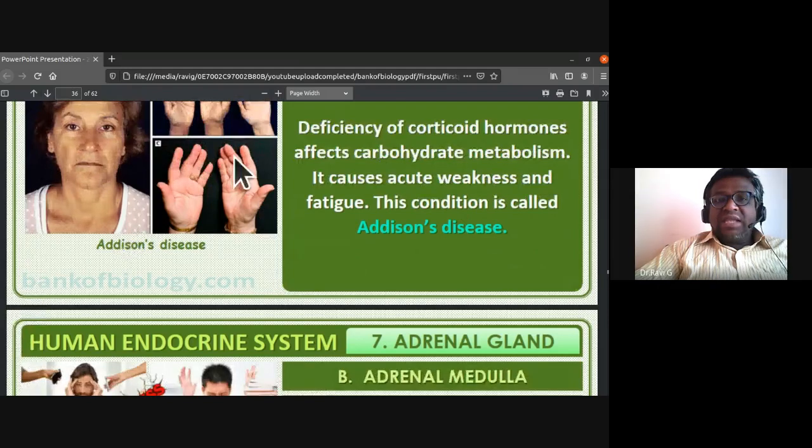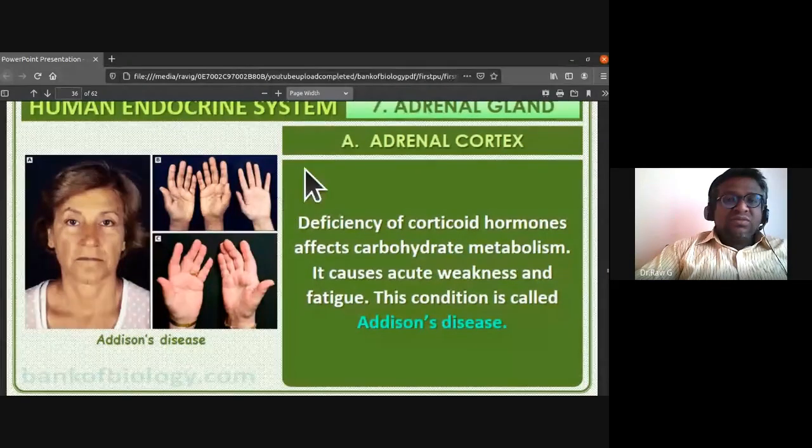So you can see the hands of people who are affected by Addison's disease and a normal hand. So the difference you can notice here.